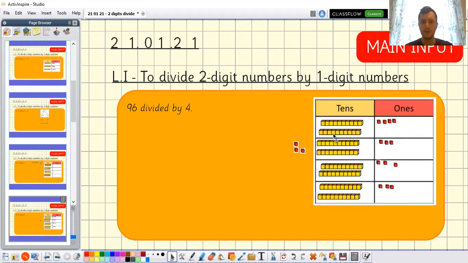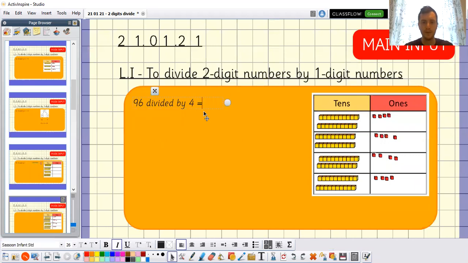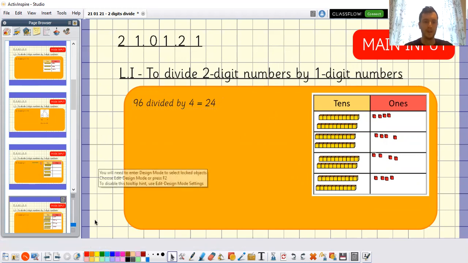And last one, 4 in each group. So you can see 96 divided by 4 is equal to 2 10s and 4 1s, which equals 24.